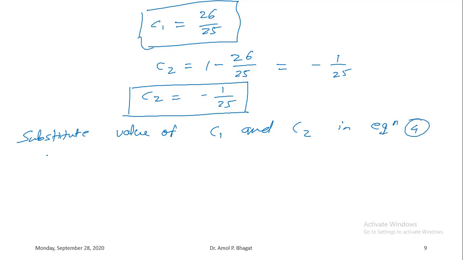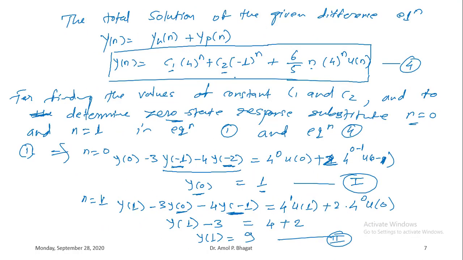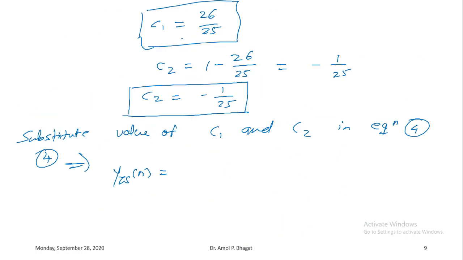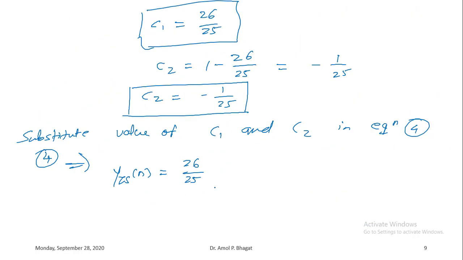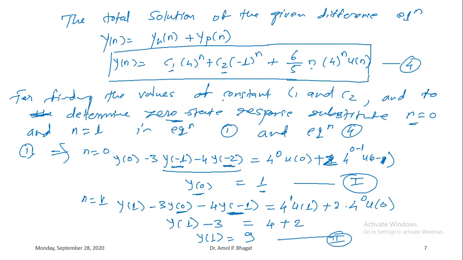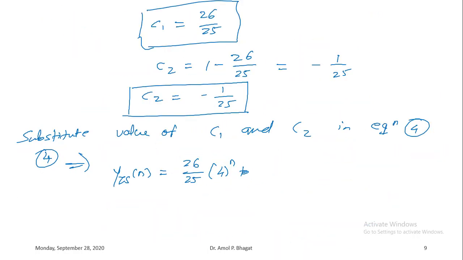Okay, so you will call this equation 4 now the zero state response, y_zs of n. So this is your equation 4, right? In place of c1 and c2 you will be substituting these values. Okay, so what is the value of c1? It is 26 by 25. So 26 by 25 multiplied by 4 raised to the power n, plus, simply it will be minus, because the value of c2 is minus 1 by 25. So instead of plus I will write minus 1 by 25, right?